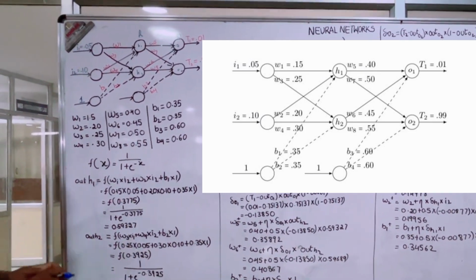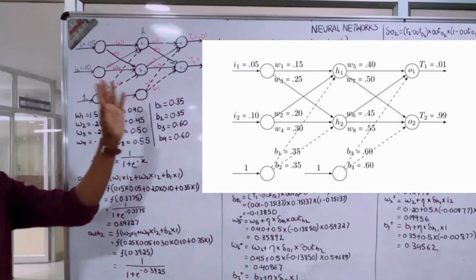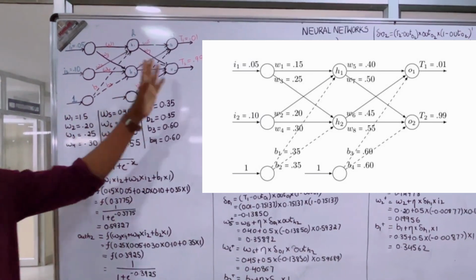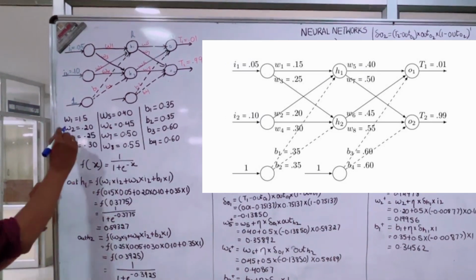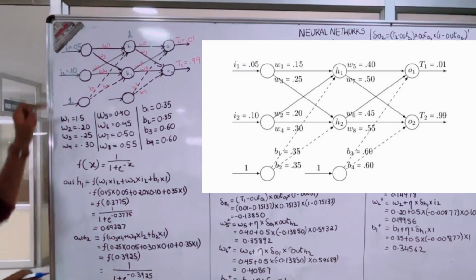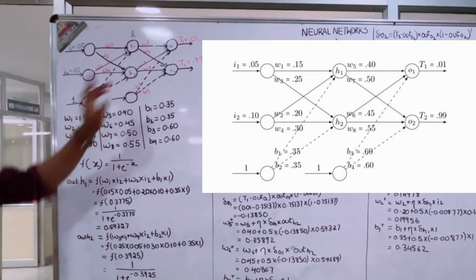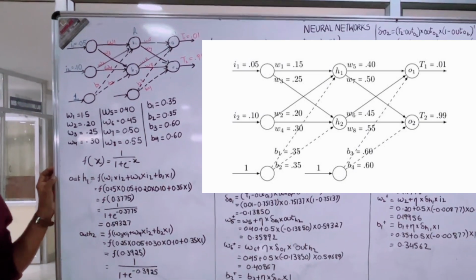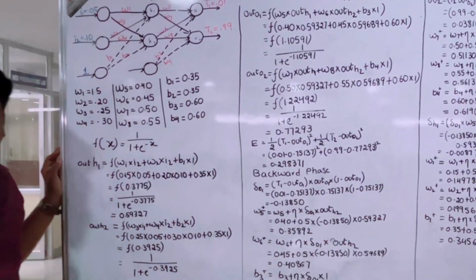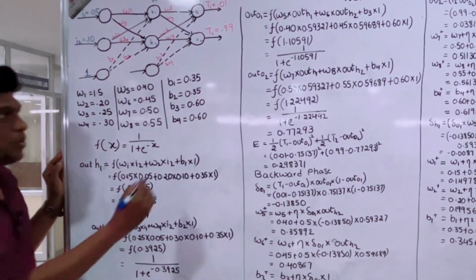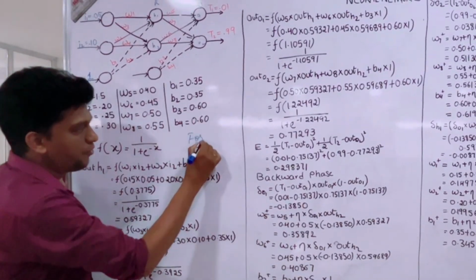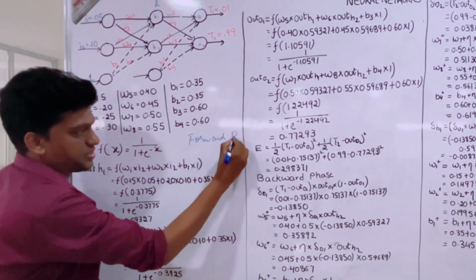Each and every node of the input layer is connected with the hidden layer, and then the hidden layer with the output layer. So the corresponding weights are given by W1, W2, W3, W4, W5, W6, W7, W8, and the values are given. First we should perform the forward pass. We will do the forward pass first.